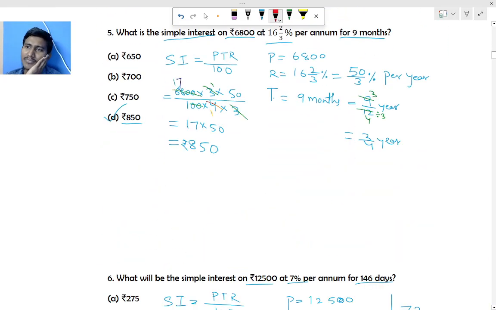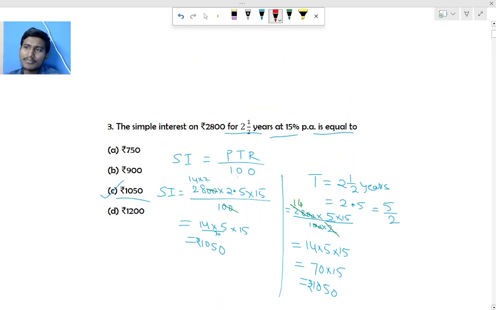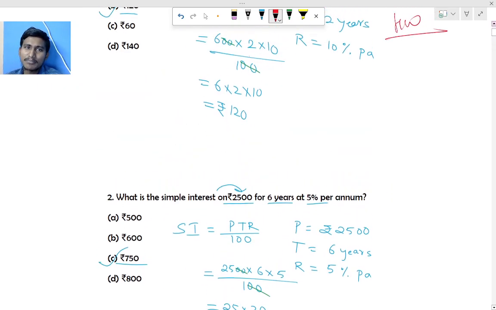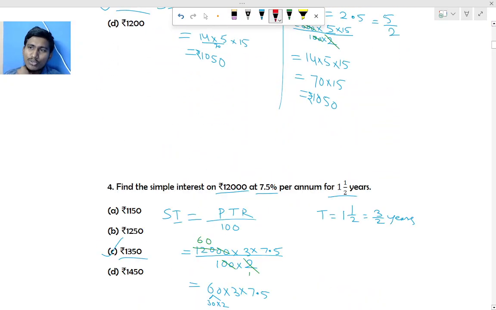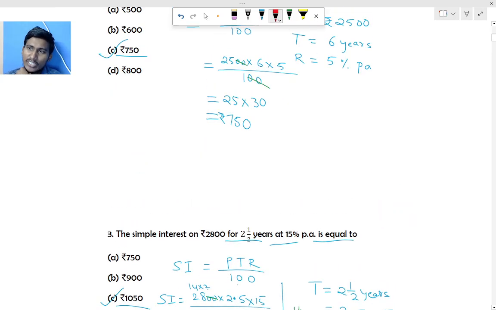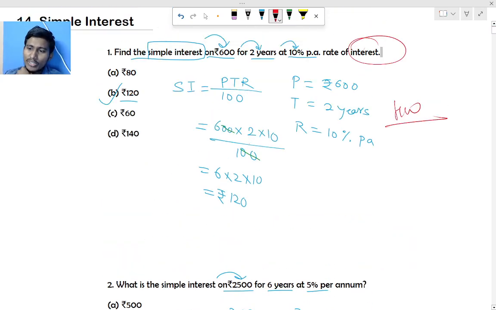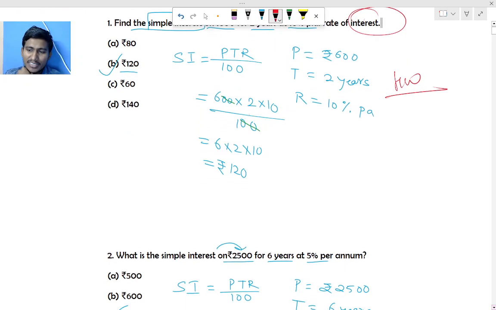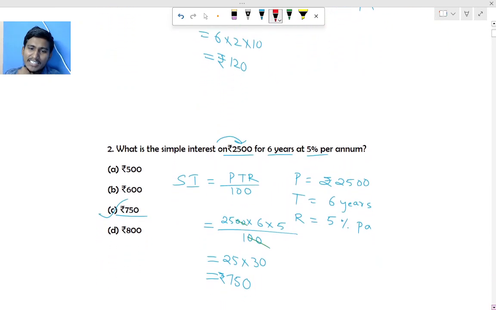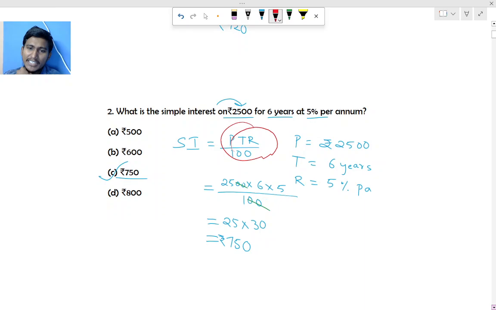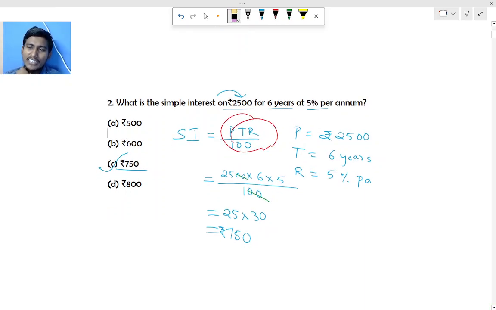They have asked the same thing, interest. The first was like that, and the second is also the same. Okay na? So you have to do it as homework. Understand? What is the simple interest they have asked? Use the formula PTR by 100 and you will get the answer.